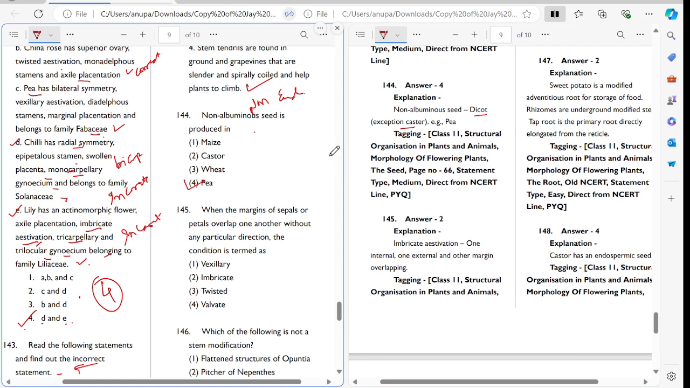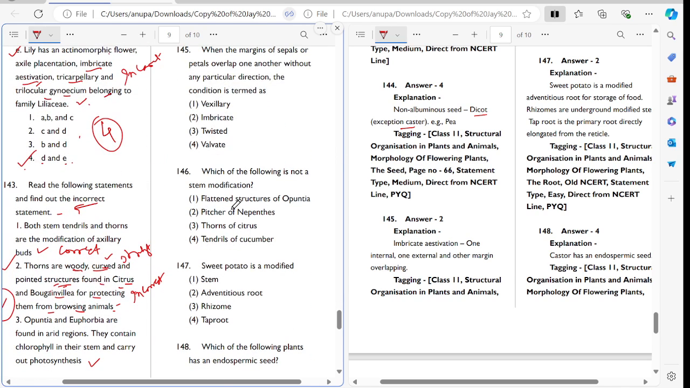It is also found in P. The answer will be option number 4. It is mostly found in dicot plants except castor. And here maize, wheat are monocots, castor is a dicot, but it is an exception. So the correct answer will be option number 4, that is P.